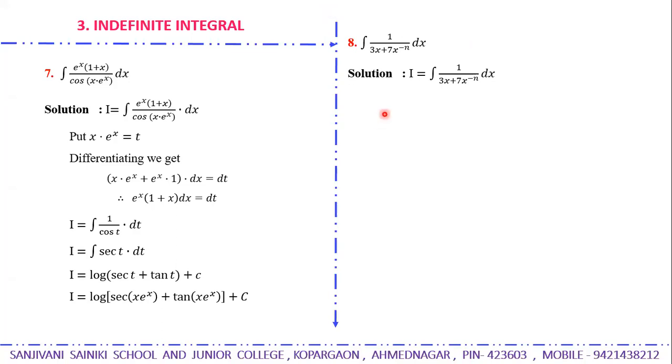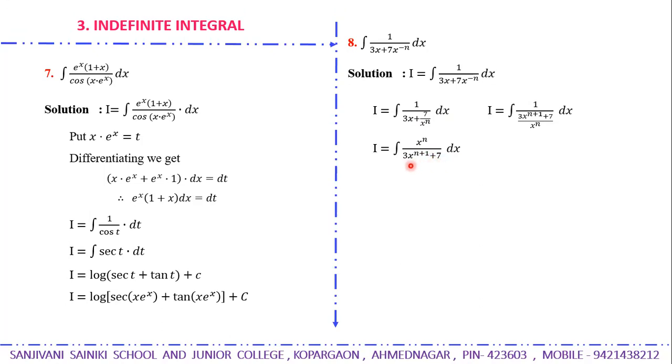Eighth example, integral of 1 upon 3x raised to n plus 7x raised to minus n. So how to simplify this? Multiply numerator and denominator by x raised to n, or you can take this minus n to the denominator and then simplify, take it to the numerator. In both the cases, you will reach the step x raised to n upon 3 times x raised to 2n plus 7 dx.